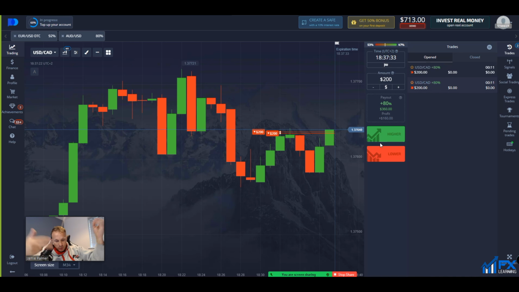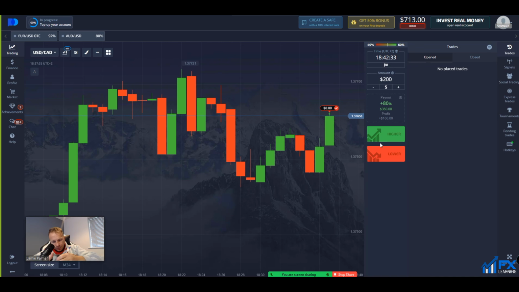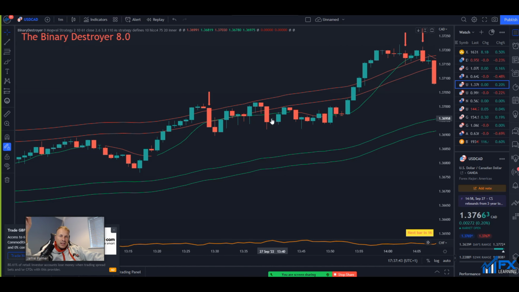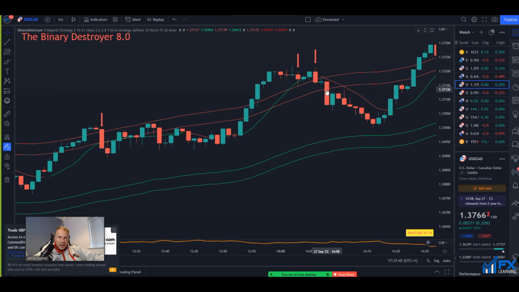Okay, first trade with the binary destroyer loses, typical. But I'm sure we'll get it back because I think I've nailed this nice little method. So USD CAD, win and loss. Okay, we've had 2 losses actually because I stacked the trade. What I figured out is, see how the trade loses? Double up on the next trade.